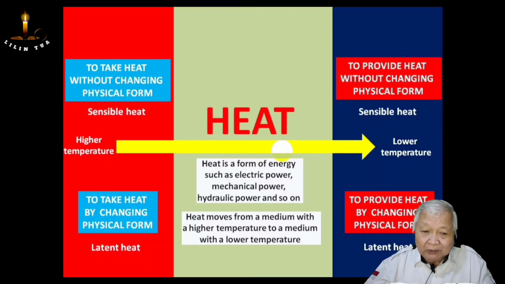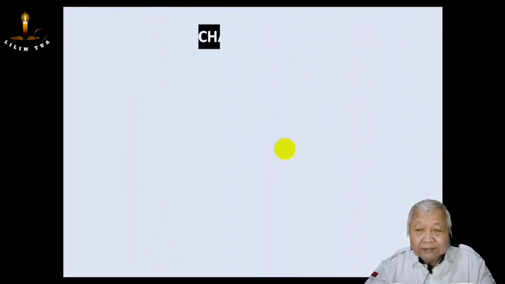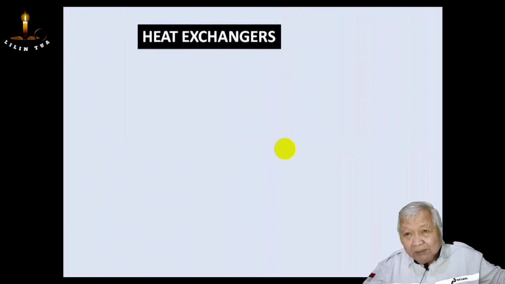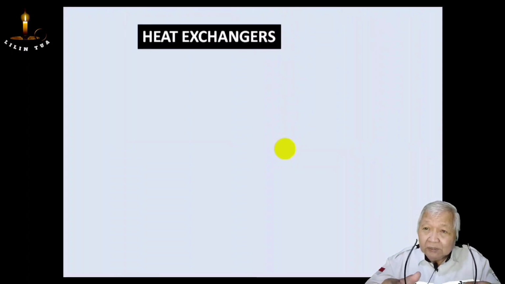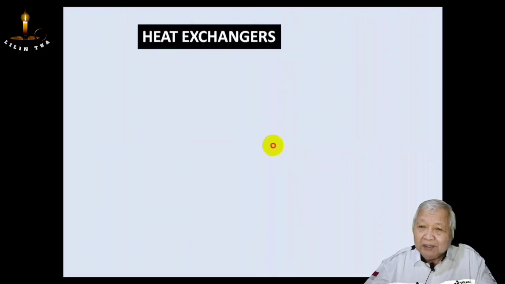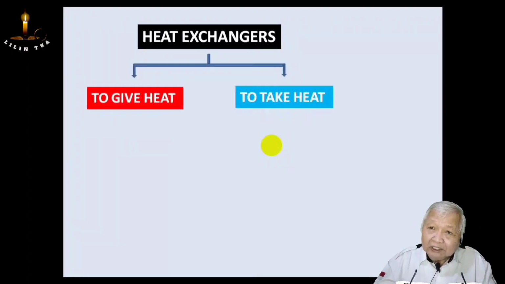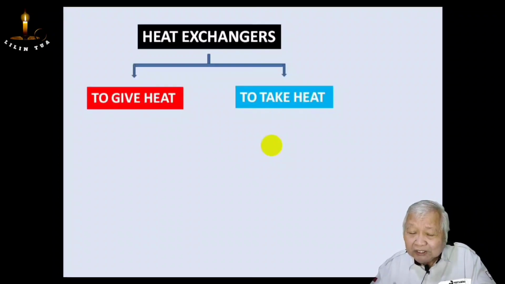Okay, we are going to the next page. Based on our explanation, we can make two groups of heat exchangers. The first group is the heat exchanger which gives heat, and the second is the group of heat exchangers which takes heat.